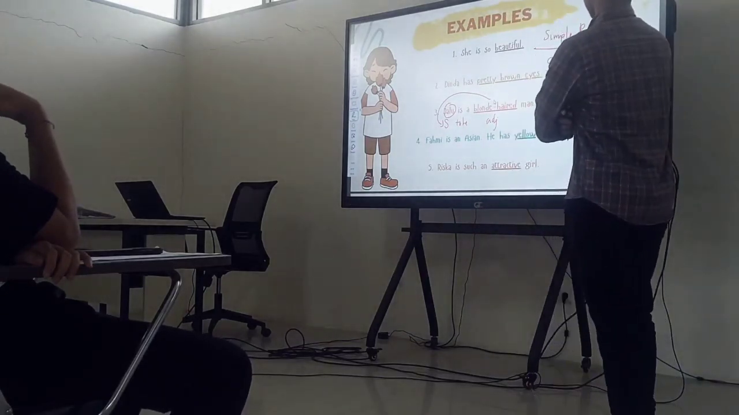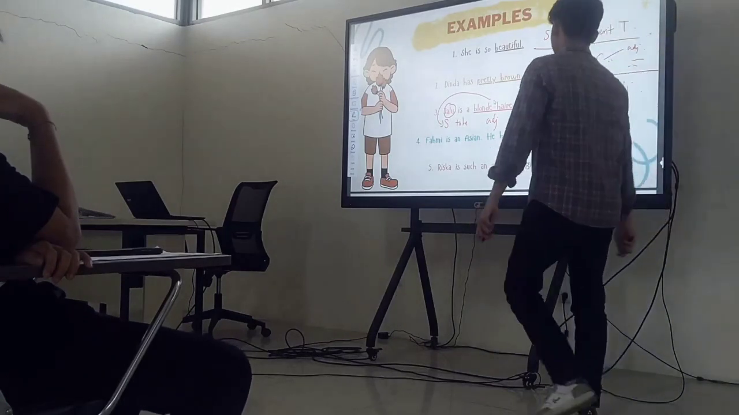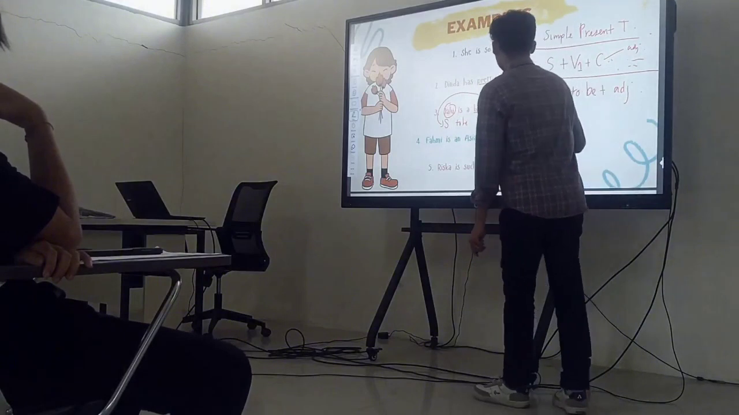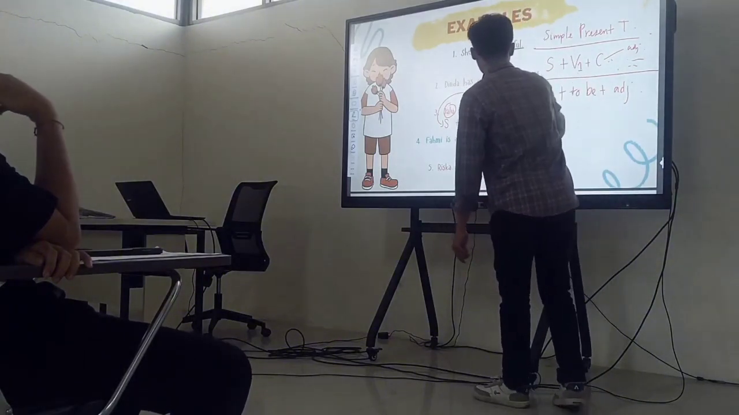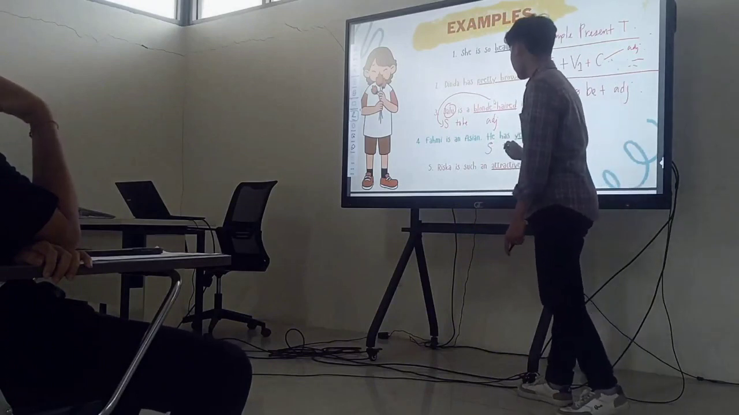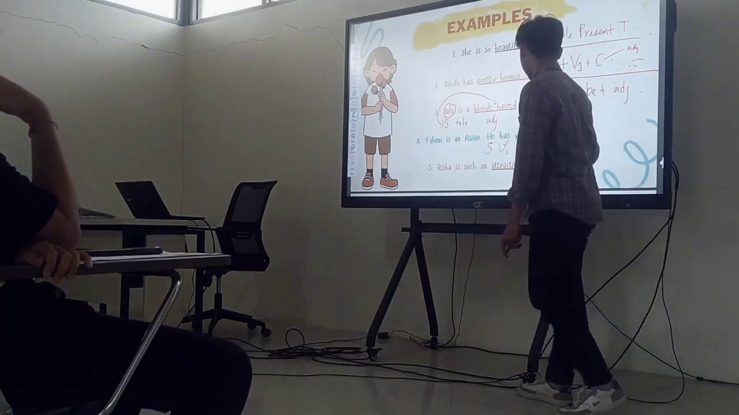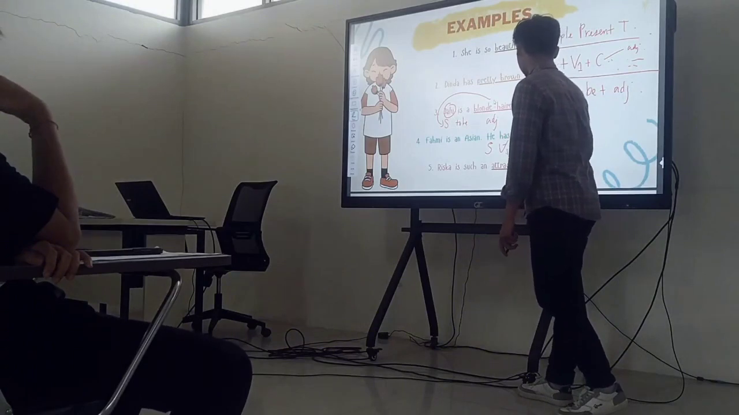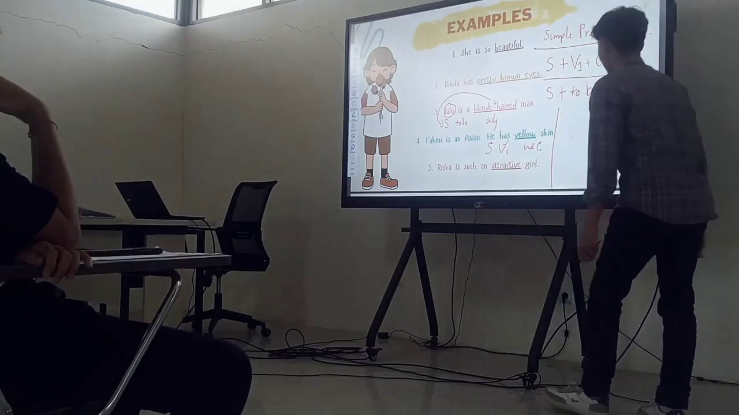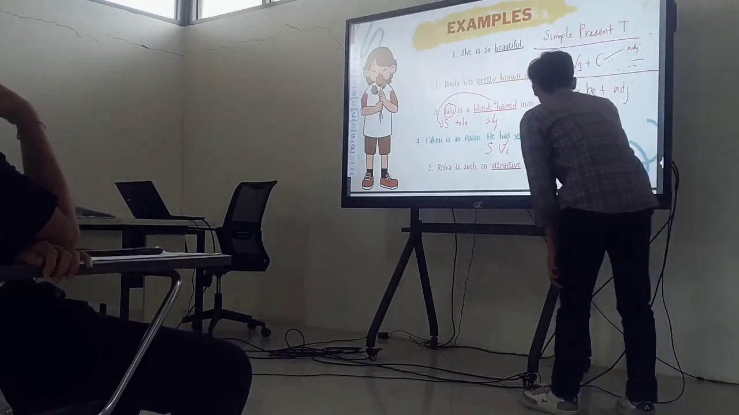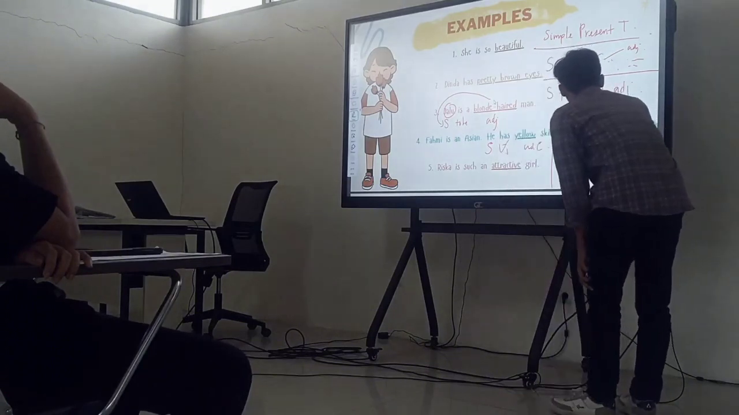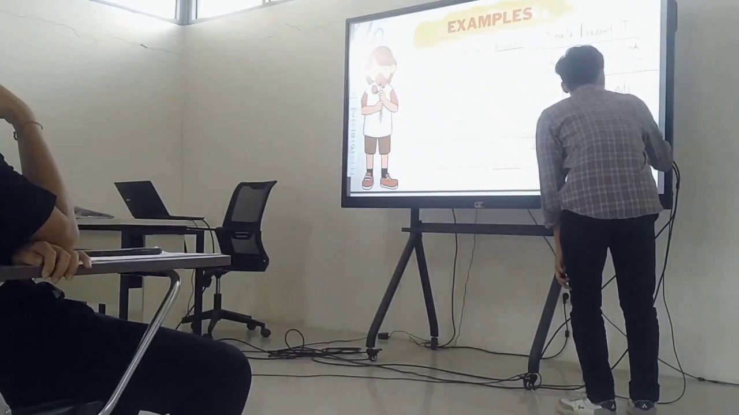What if I say, he has yellow skin. He is the subject, has is verb one, and yellow skin is the adjective or complement. So, to check your understanding of simple present tense, I will give you a question. She have a big car.